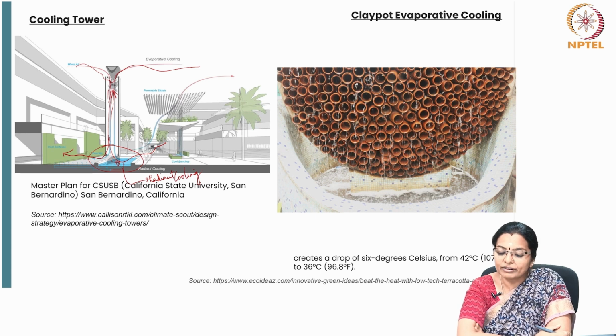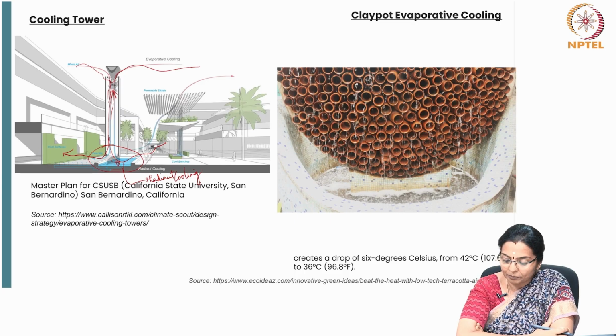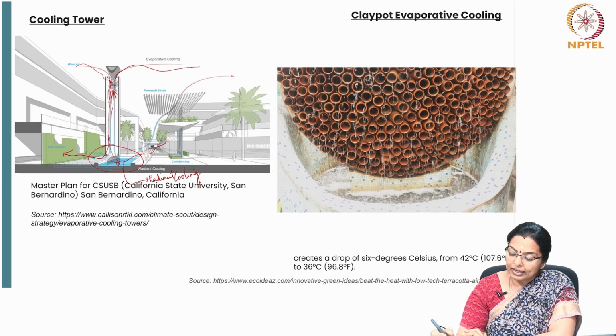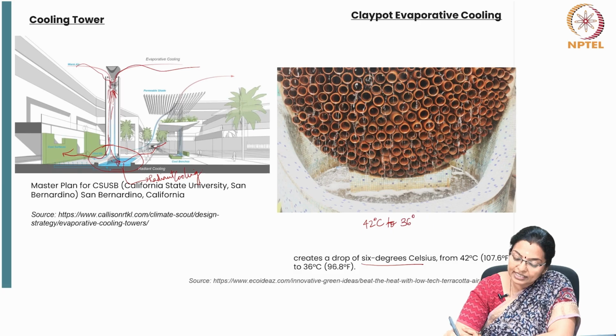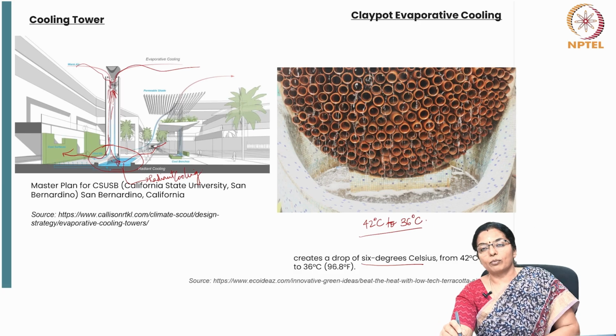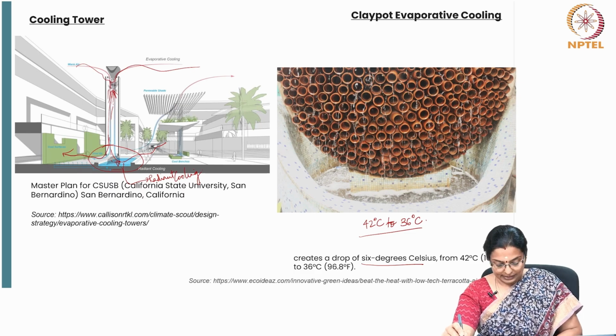The clay pot evaporative cooling is yet another system where there is a temperature drop of approximately 6 degrees Celsius. So the temperature drops from 42 degrees centigrade to 36 degrees centigrade by use of the clay pot evaporative cooling system.